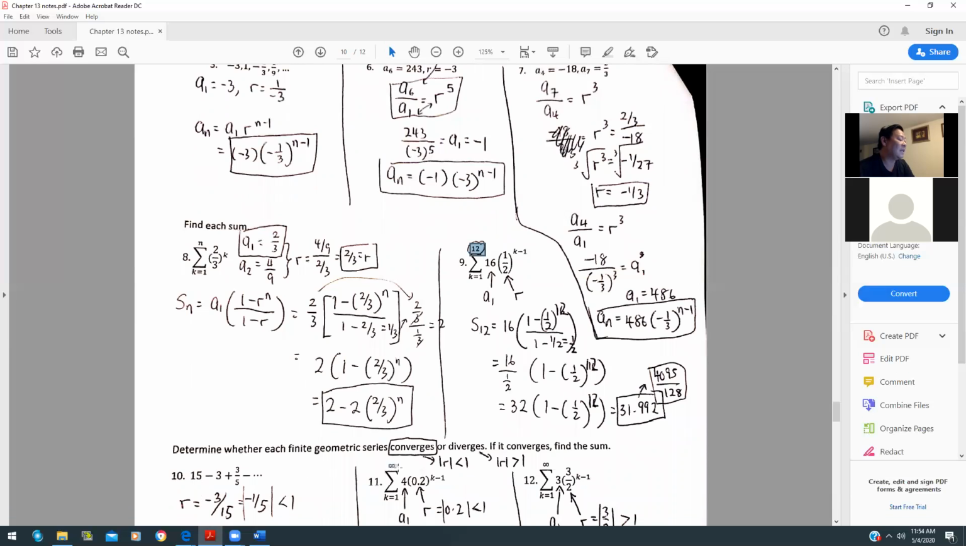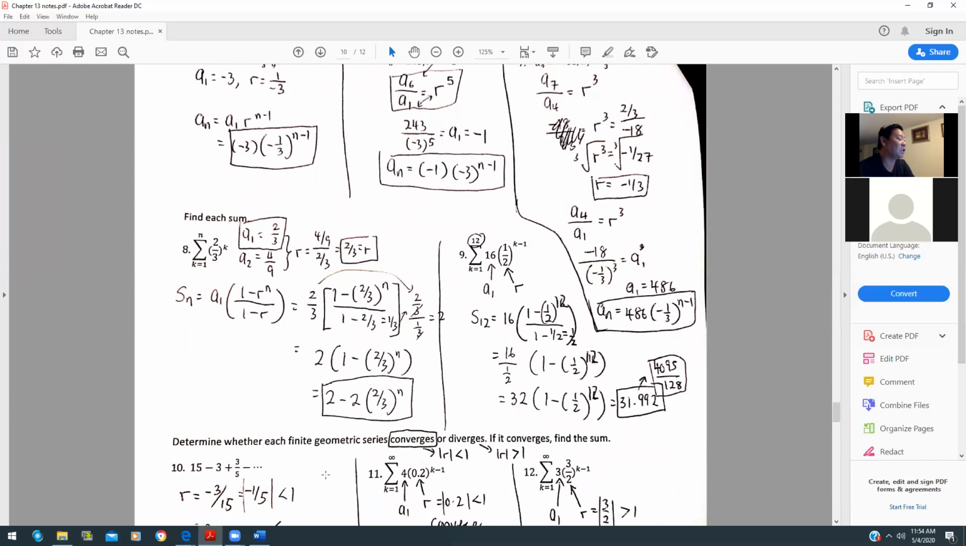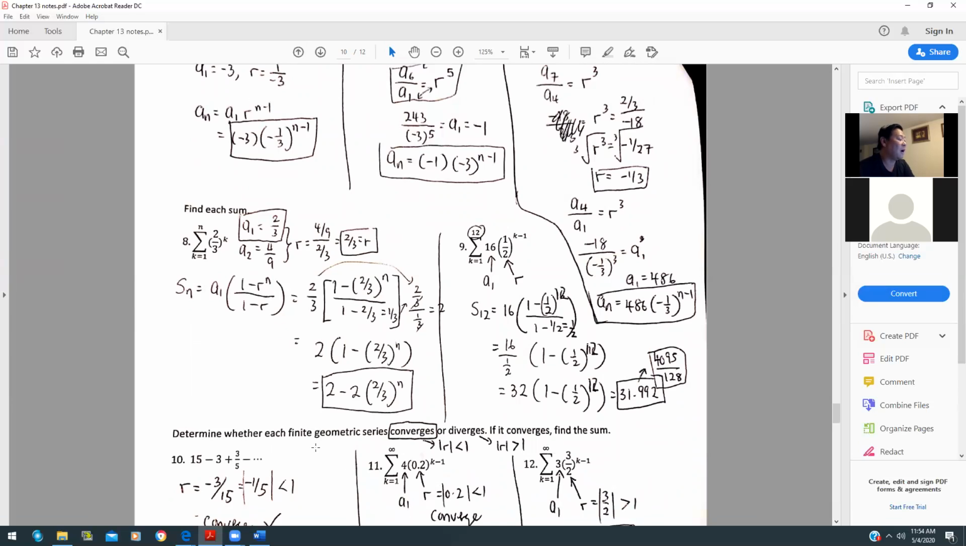And once you see an infinity symbol, or you see dot, dot, dot, this is how we know this is an infinite sum. So usually when you have an infinite sum, it should be an infinite geometric series. Usually they either converge or diverge.